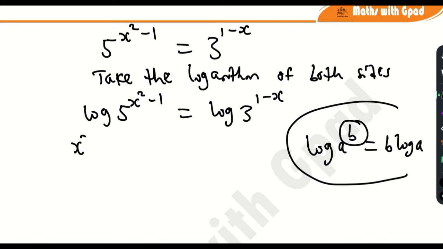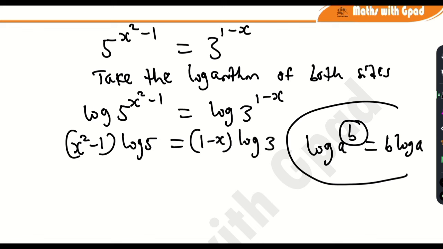So this will be what? x squared minus 1. Notice is from here. Then times log 5. The same thing here as well. 1 minus x times what? Log 3. 1 minus x times log 3.